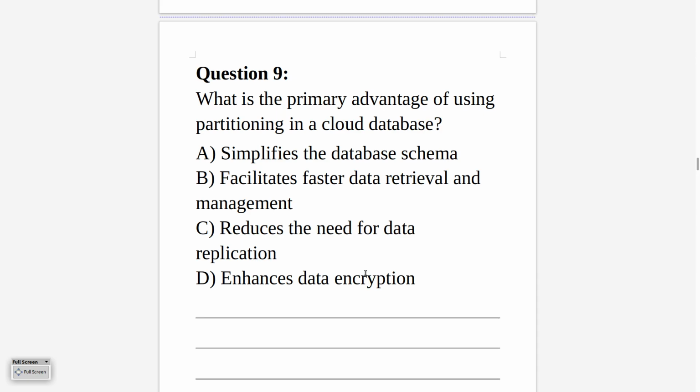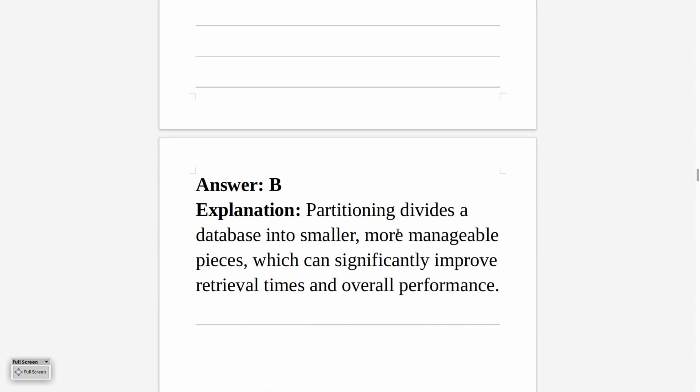So it's definitely nothing to do with enhancing encryption. I don't think it simplifies the schema. It might be B, faster retrieval, and reduces the need for replication. I don't think that's true. I have a feeling it's B. Let's have a look. Indeed. Divides a DB into smaller, more manageable pieces, which can improve retrieval times and overall performance.